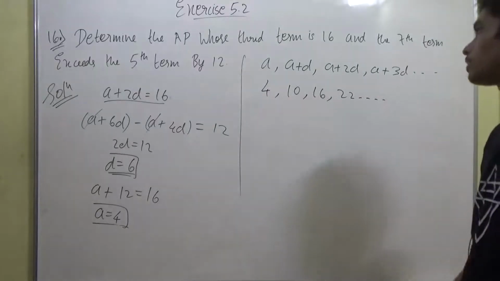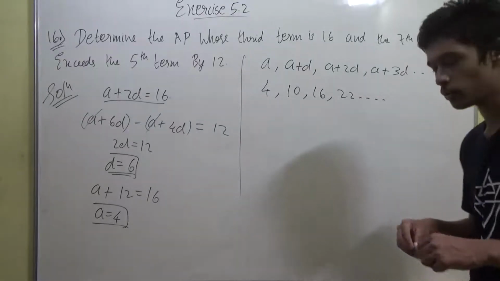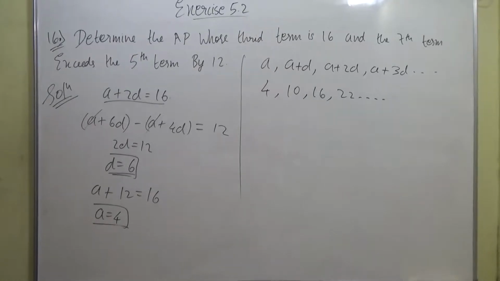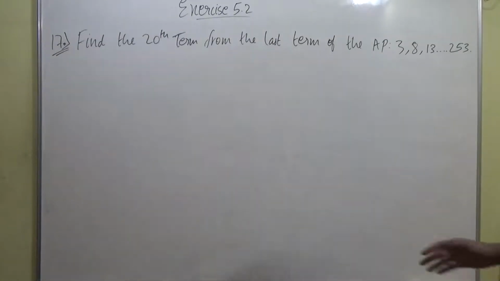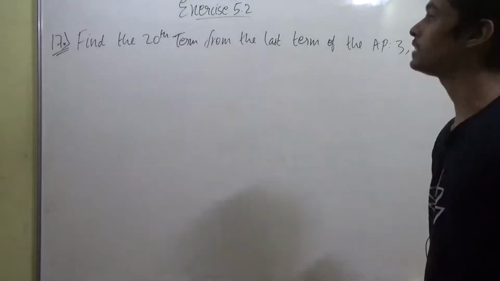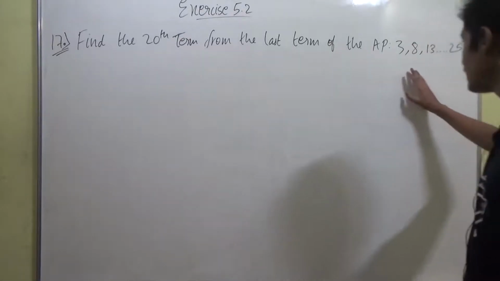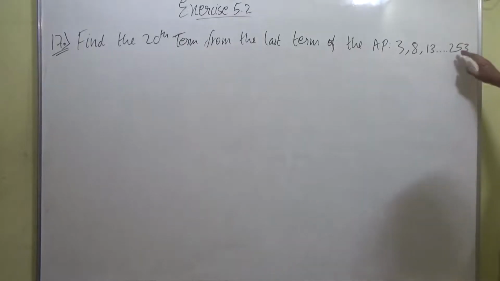So this was your 16th question, guys. Very simple. You can note it down. After this, let's go to the 17th question. Okay, guys. Now let's go to question number 17, which says find the 20th term from the last term of the AP 3, 8, 13, and so on, ending at 253.